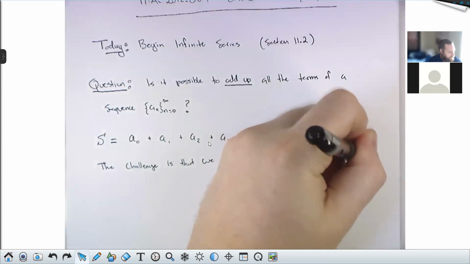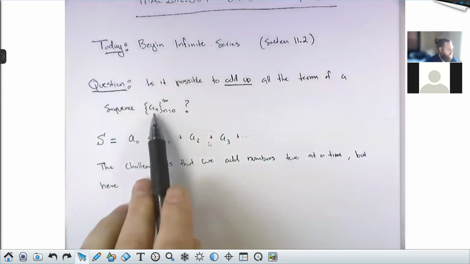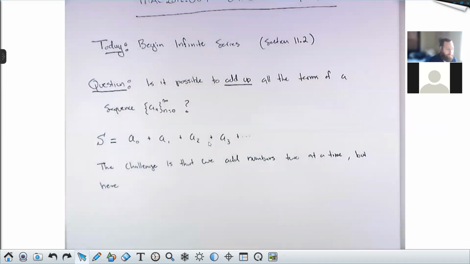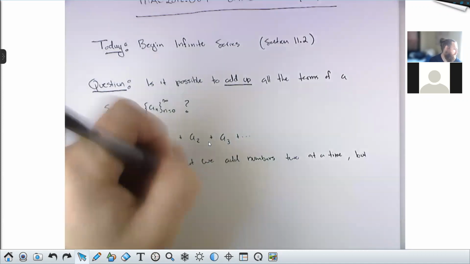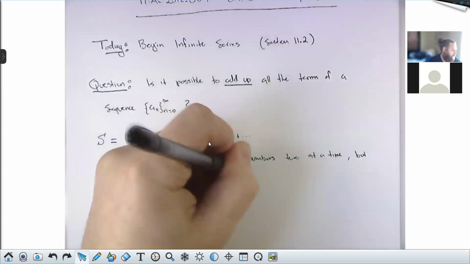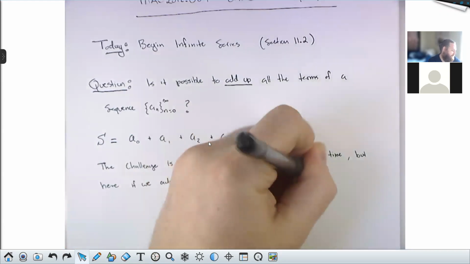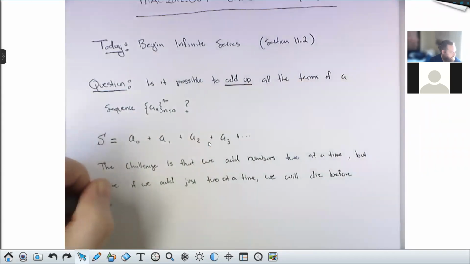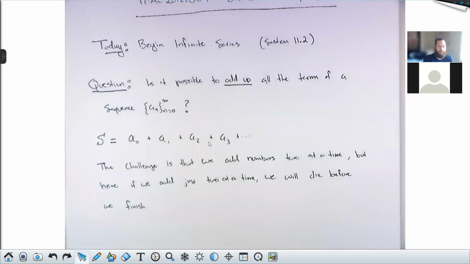But here, because the sequence a_n goes on and on forever, this big addition problem would go on and on forever. Here, if we add just two numbers at a time, we will die before we finish. Right? Because there's infinitely many things to add up.